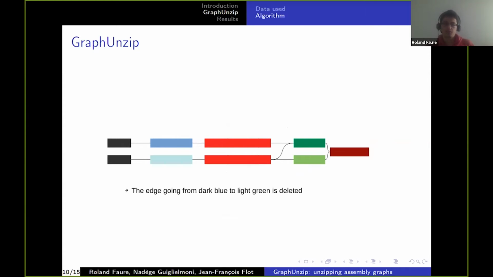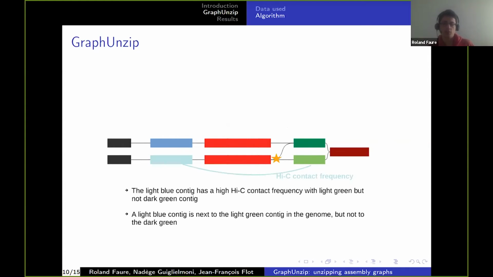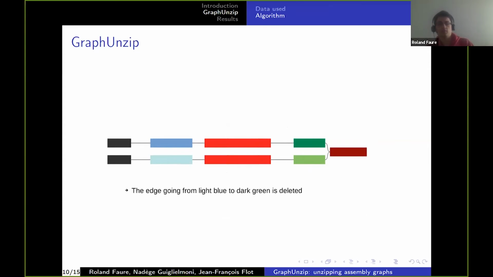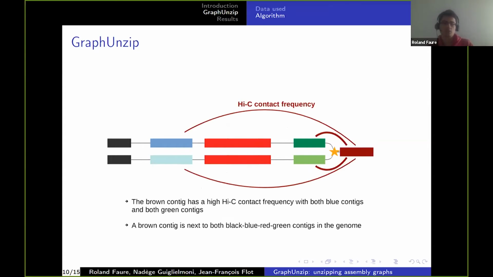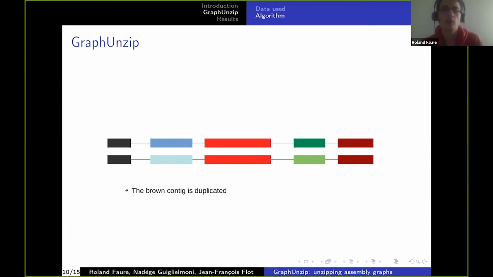And it deletes it. Okay, it moves on to the next branching, and once again, there are no high Hi-C contacts between the light blue and the dark blue contig, which means that they're probably not on the same chromosome, and the path is deleted. Still moving on, it looks at the Hi-C contact frequency between the ground contig and the two possibilities. And once again, there is a very high Hi-C contact frequency, which means that the ground contig should be duplicated. And here we are. We have unzipped our graph.